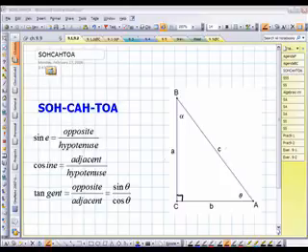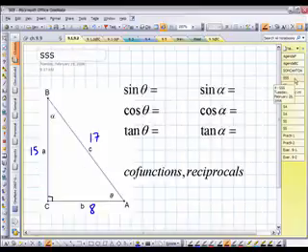The hypotenuse is always C. The side opposite theta is A. The side adjacent to theta is B. We don't use trigonometry with the right angle. So getting started, we have side lengths.